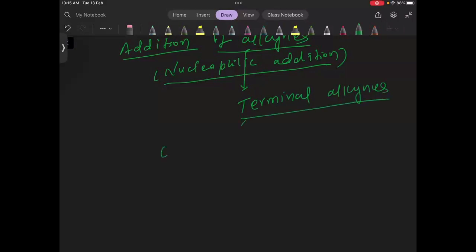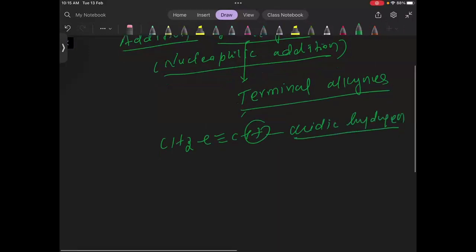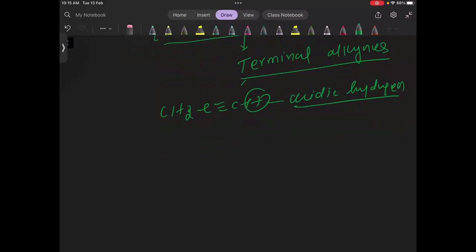See here, this is CH3, C triple bond CH. So this H is an acidic hydrogen, correct? Similarly, one more example, HC triple bond CH. How many acidic hydrogens? You have two acidic hydrogens. This type of acidic hydrogen will react with a base and generate a good nucleophile, so that the nucleophile attacks the carbonyl compounds.